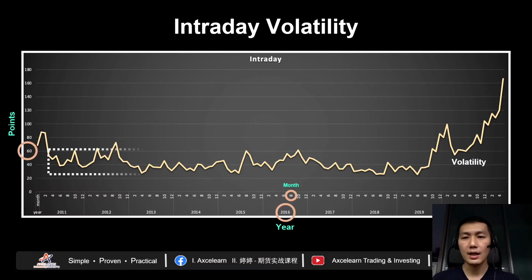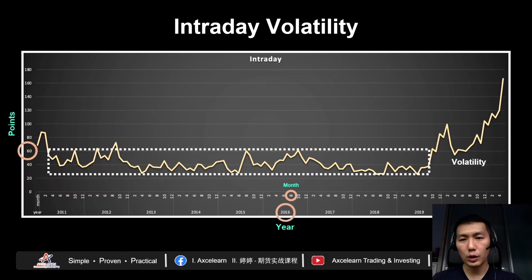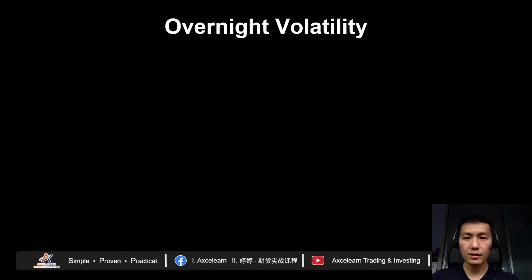Here we can see that throughout the past 9 years, from 2011 until 2019, the intraday volatility falls between the range of 25 points up to 60 points. The average is around 40 points of intraday volatility. Starting at the end of 2019, there's a huge spike. It exceeds the historical 60 points and goes all the way up to 140 points. So as the FCPO price goes higher, the intraday volatility tends to increase as well.